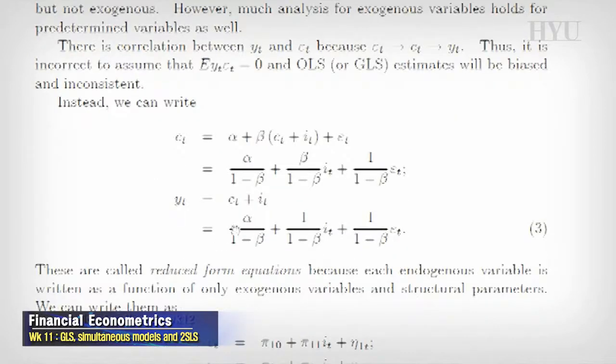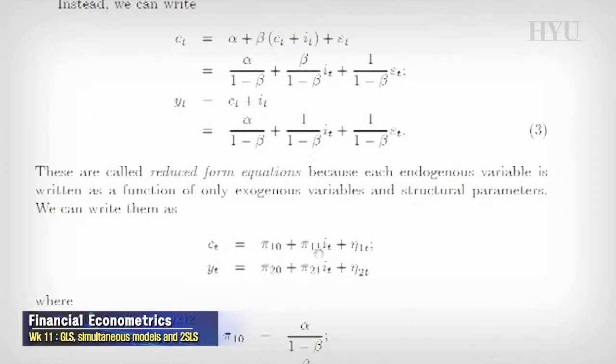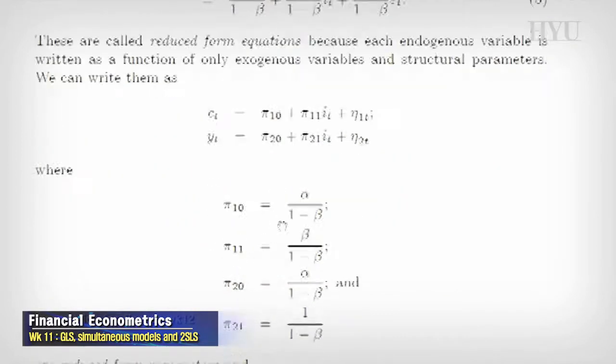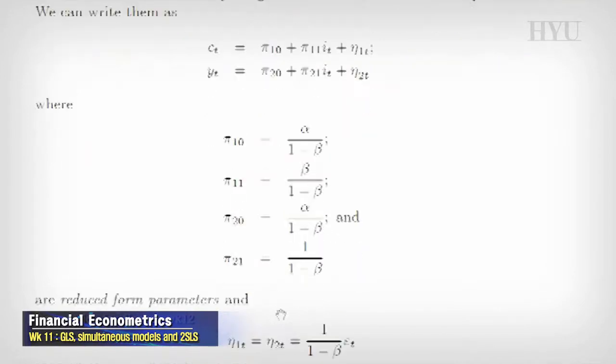So we can write them as a linear equation such that pi_10, pi_11 and so on all look like this. And the reduced form parameter for the error term looks like this. Reduced form error. Okay. So maybe we can run the regression with this.